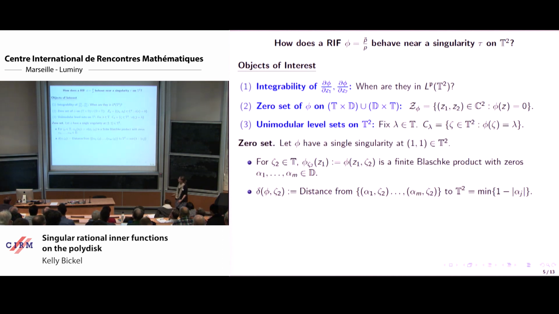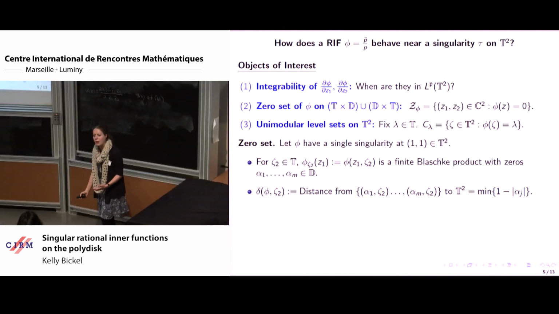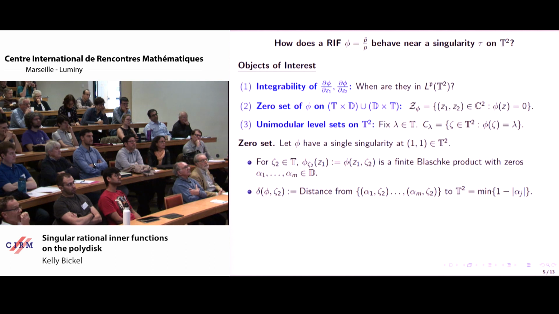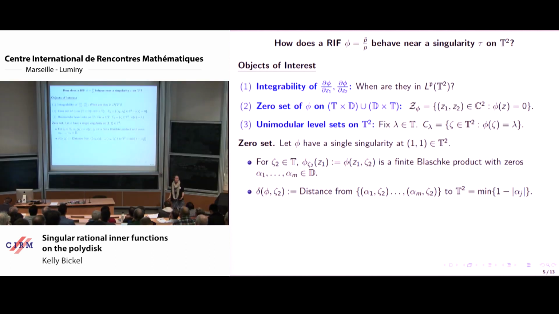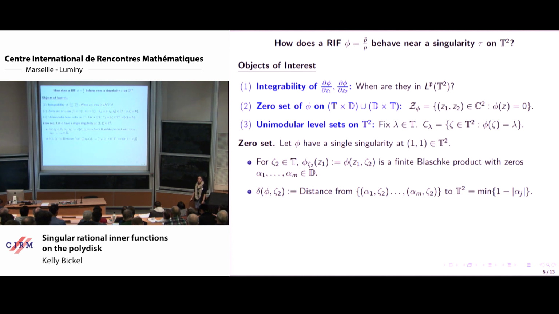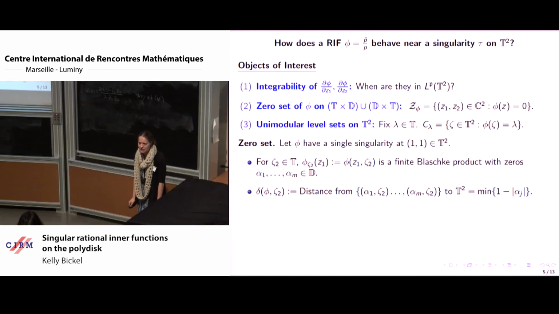All right, so let's focus first on the zero set behavior and what we can get from this. For the purposes of this discussion, I'm more or less going to assume that our rational inner function has a single singularity at the point (1, 1) on the boundary. This is not at all a required condition. It just makes the theorems and results a little bit easier to state. So kind of think about having this rational inner function right here.